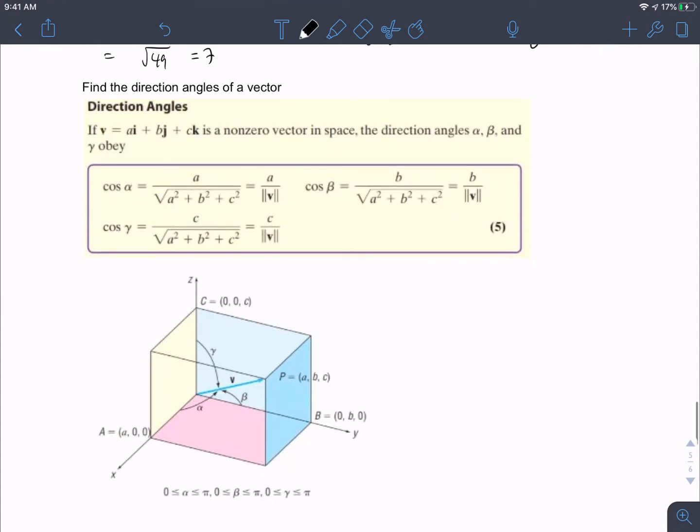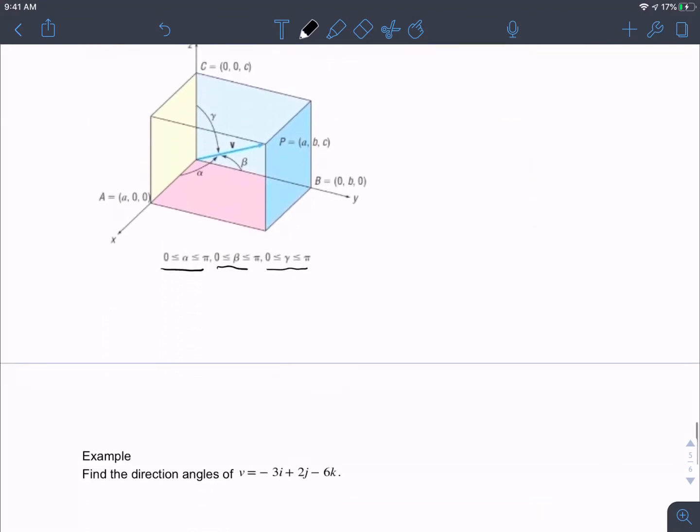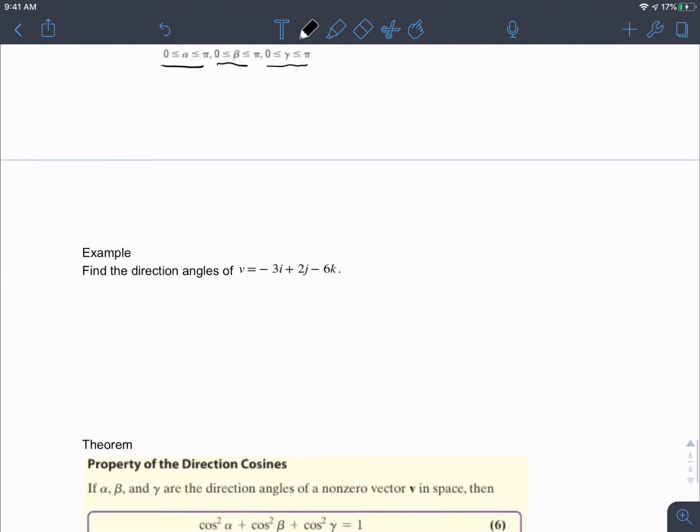One of the things that's important with this is that you note that there are restrictions. So alpha is from 0 to pi, beta is from 0 to pi, and so is gamma. All 3 of them will fall between 0 and pi. Okay. Let's do an example to see if we can find an angle.